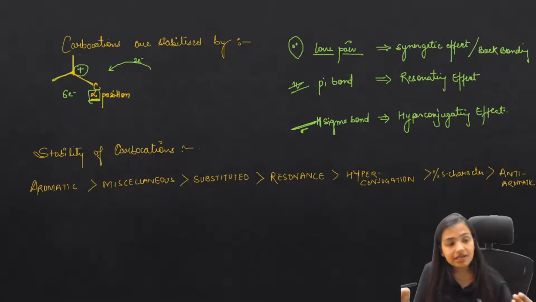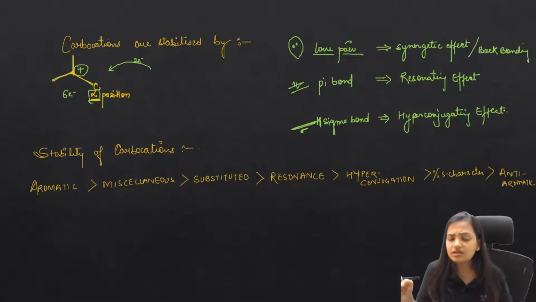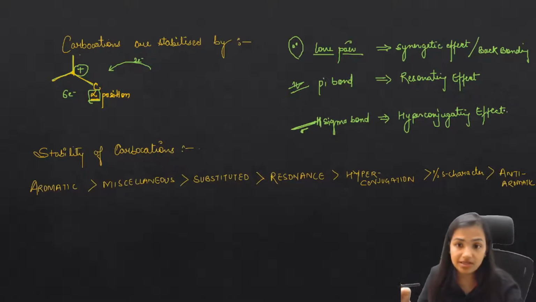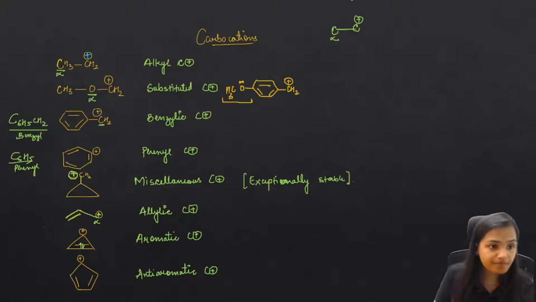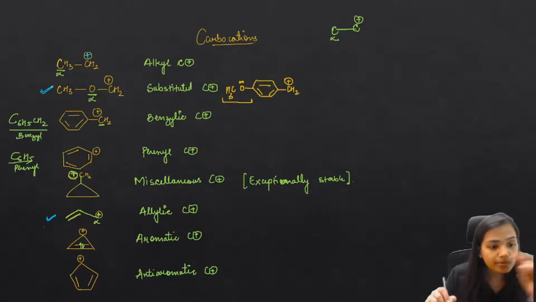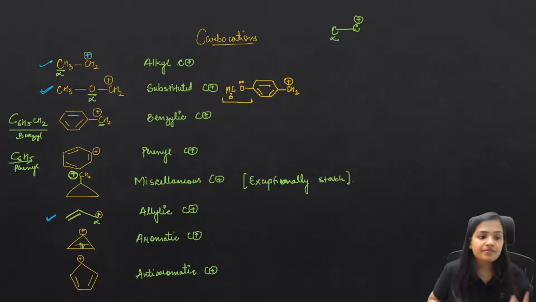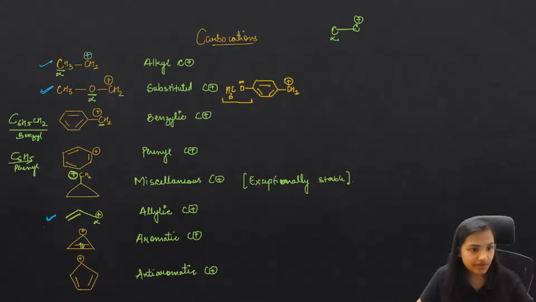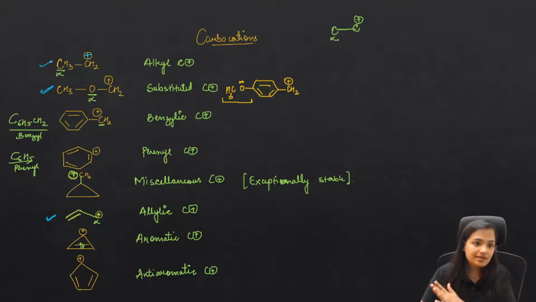So basically, any species that can give its lone pair, a pi bond, or these alpha hydrogens will try to stabilize the carbocation. Let us figure this out with examples: lone pair, pi bond, and alpha hydrogens. I have picked three examples, so just focus on those three examples.